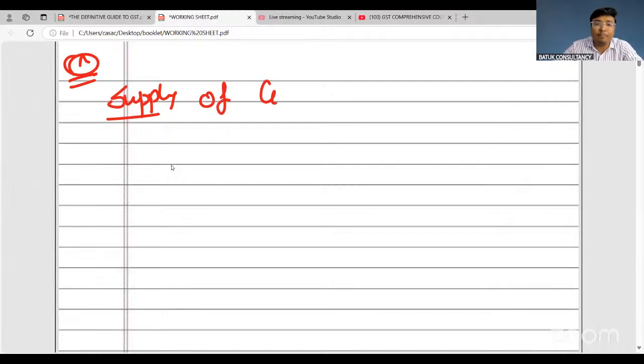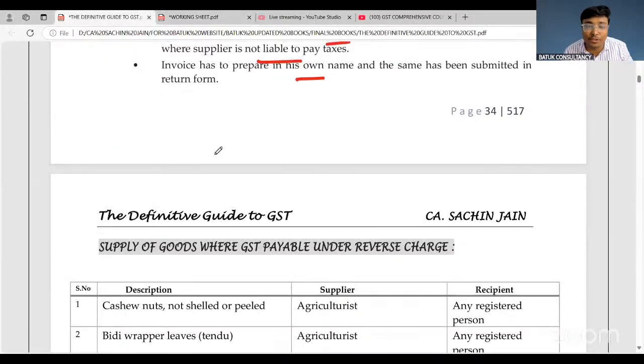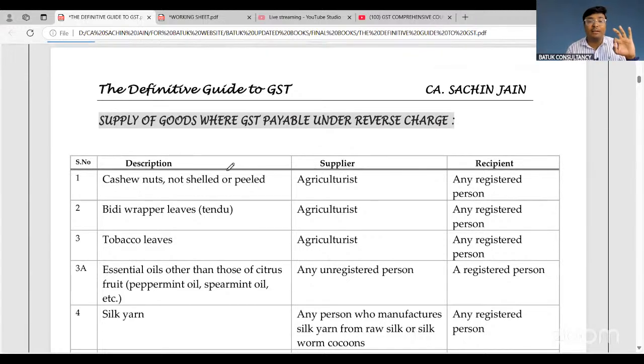We have covered the supply of goods and services under reverse charge mechanism as per section 9 subsection 3. So in our today's session, we'll cover the list of goods on which the reverse charge mechanism is applicable.